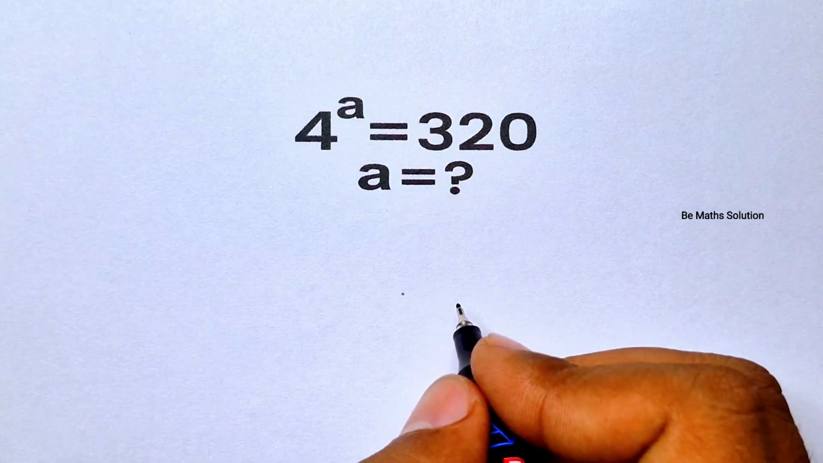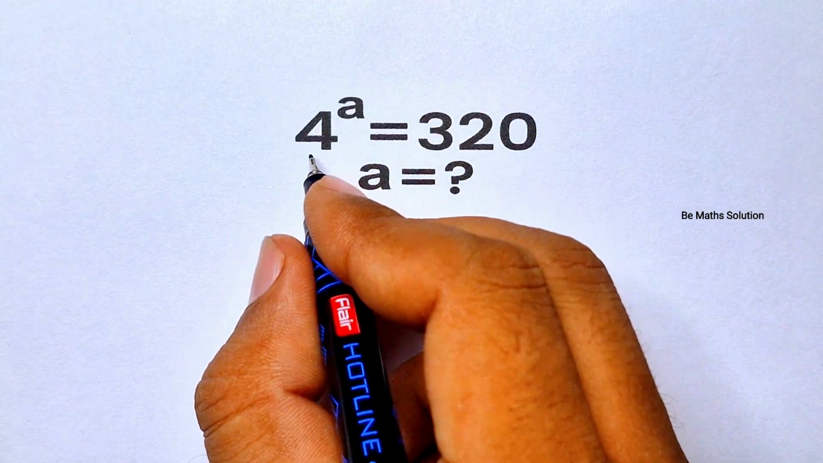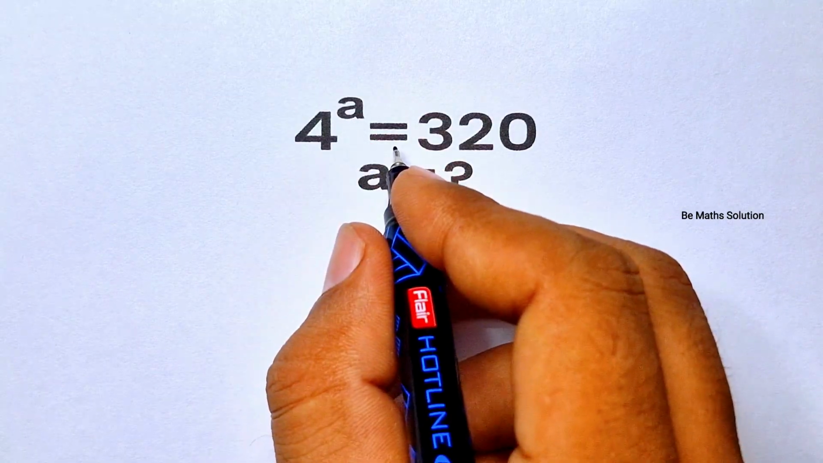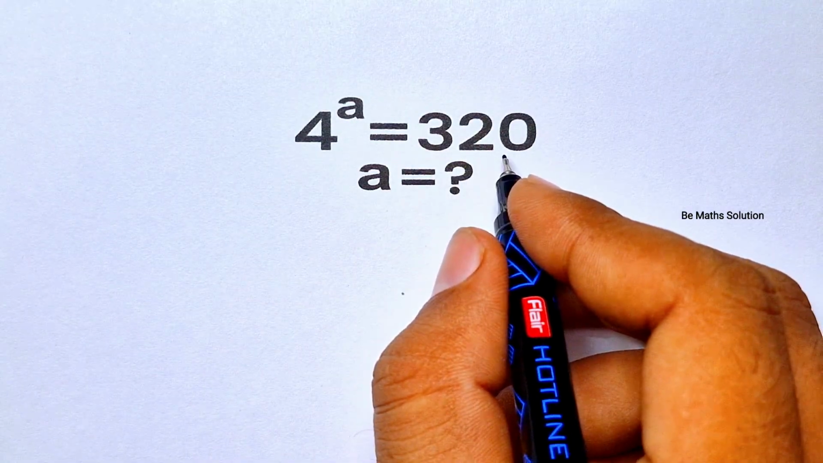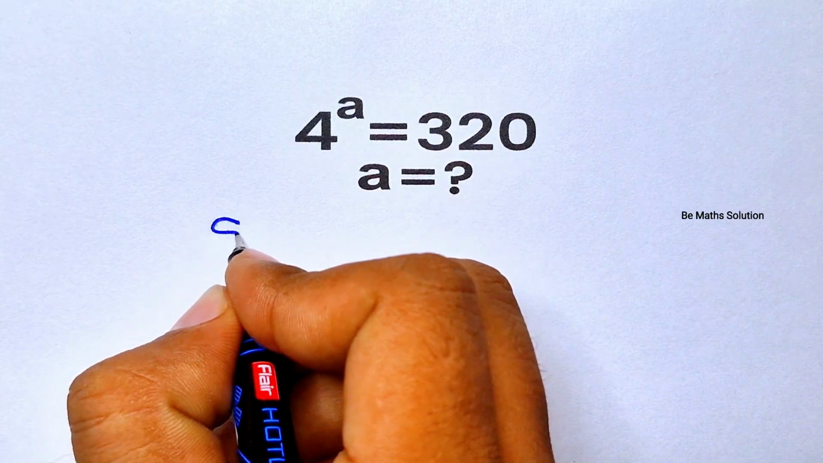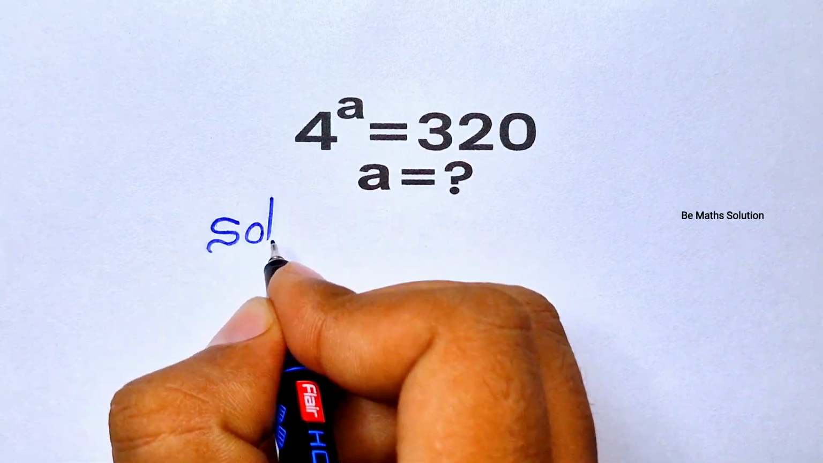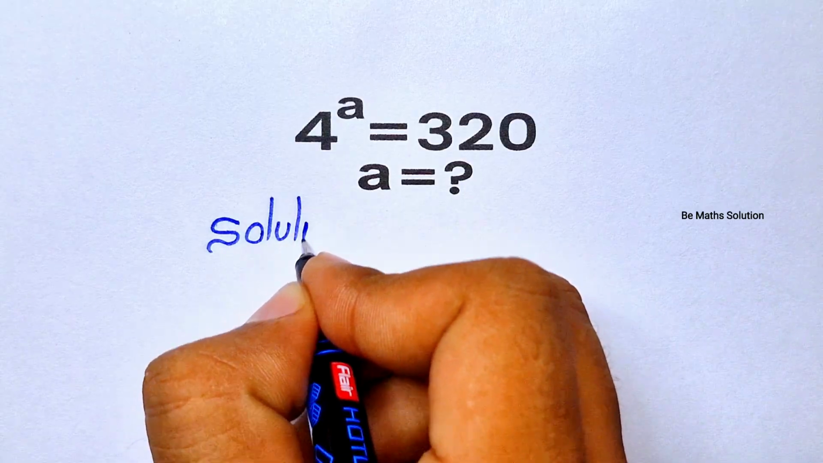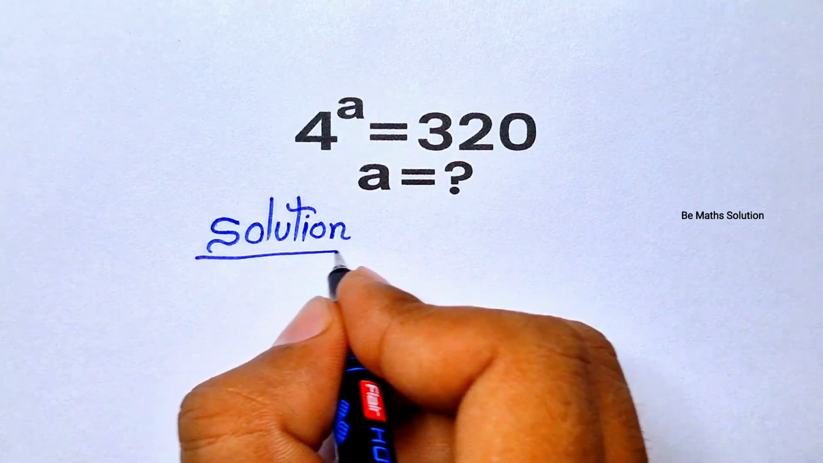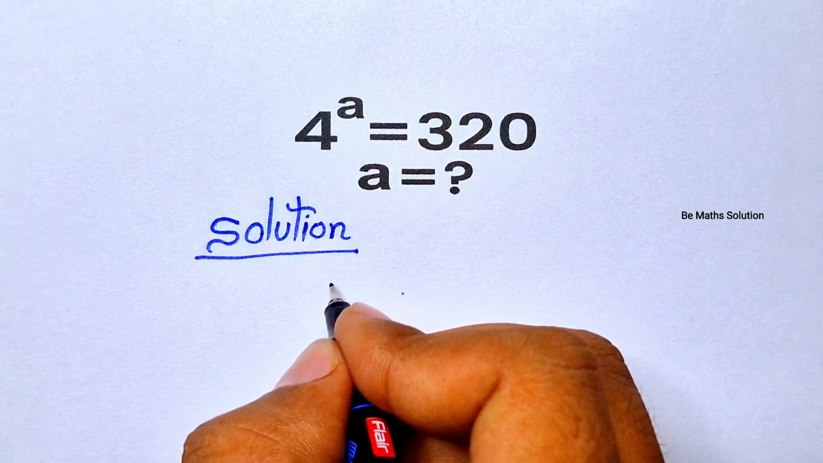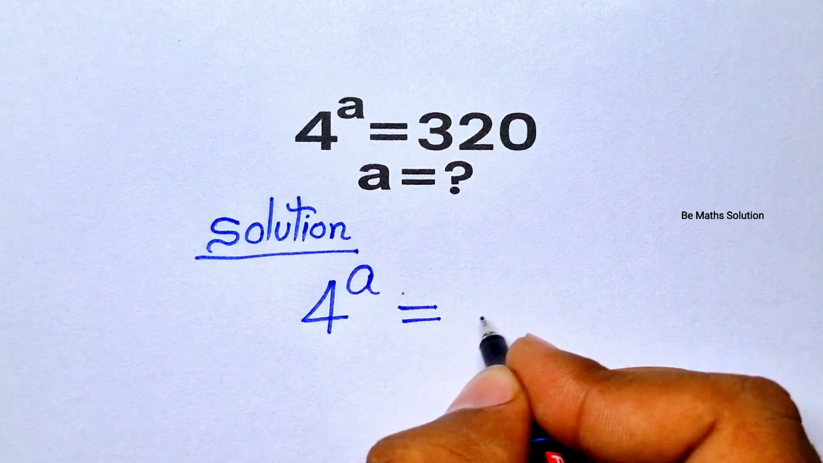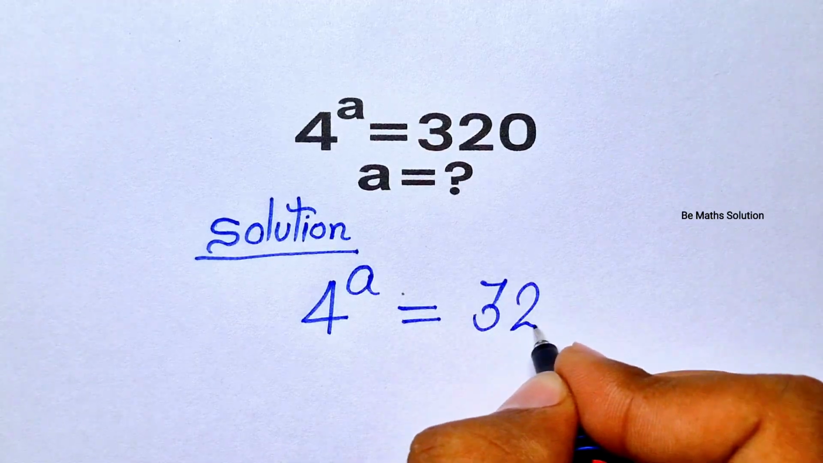Hello everyone, today we are going to learn how to solve this exponential math problem: 4 to the power a is equal to 320. To find the value of a, let's have a solution. From this problem, 4 to the power a is equal to 320.